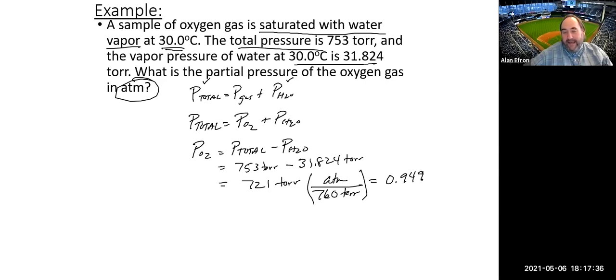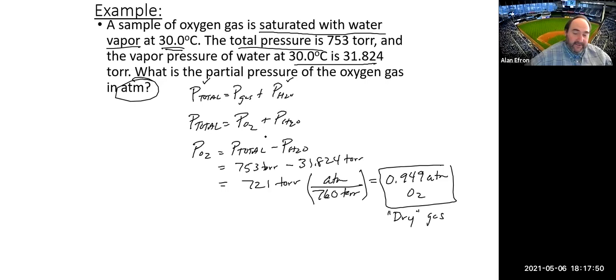0.94, we'll go with 9, looks like a winner there. Atmosphere is the partial pressure of the oxygen gas. And again, sometimes in labs, they will refer to this as the pressure of the dry gas. Again, the idea there is you're subtracting off water, basically. So sometimes in laboratories, they oftentimes will refer to it as, again, that pressure of the dry gas.